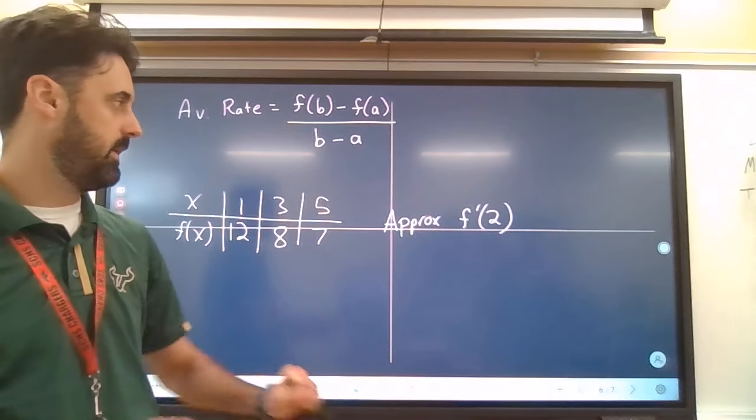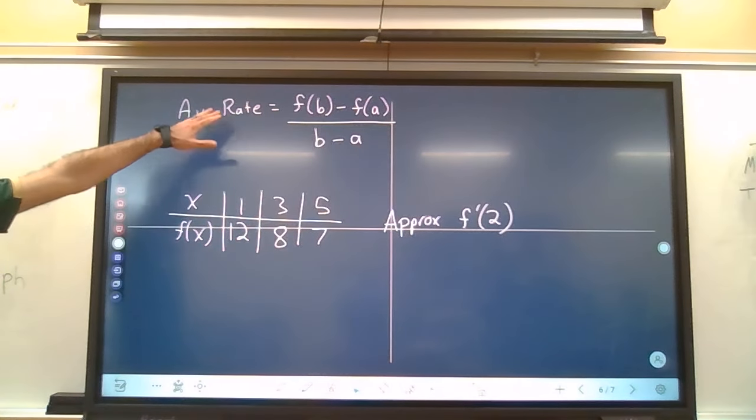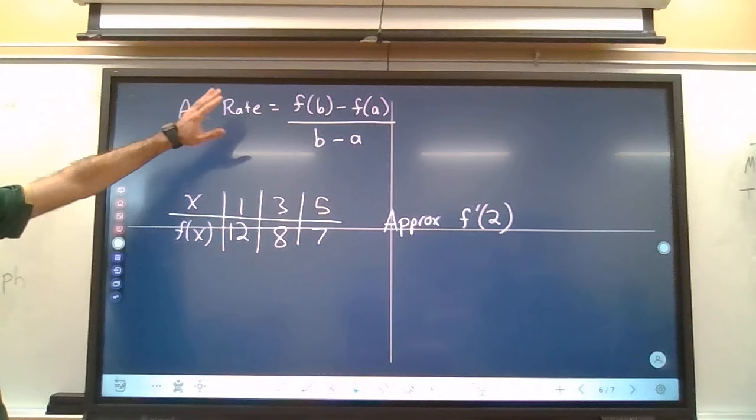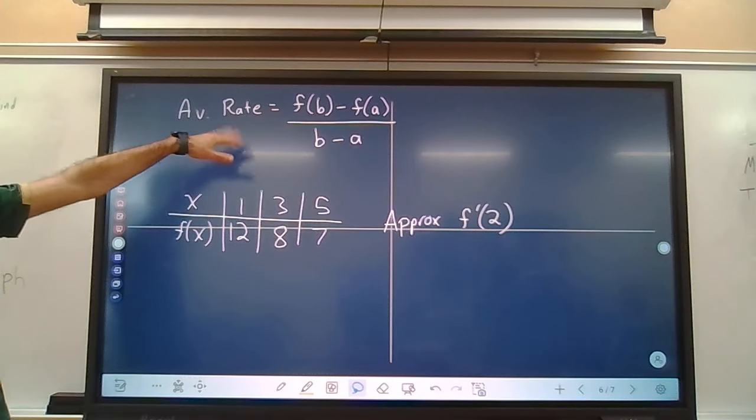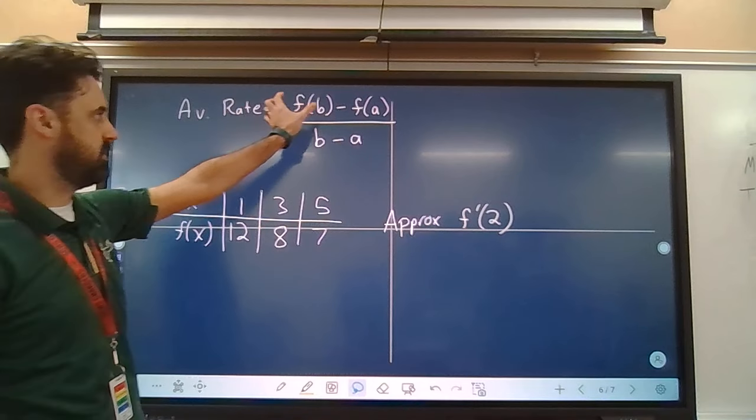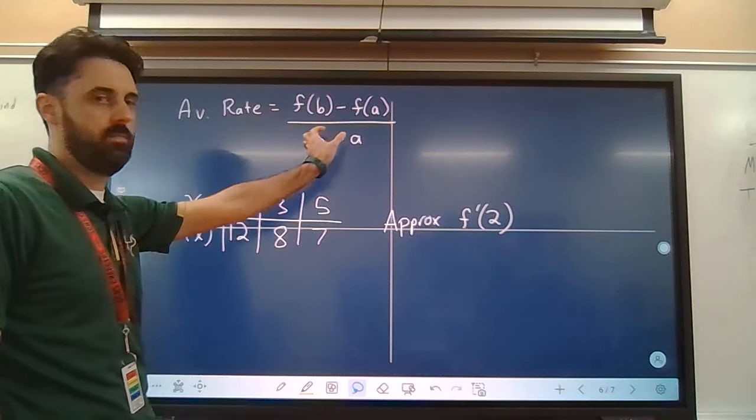This one's going to be really quick. I want to go over just a few concepts here. The first of which is average rate of change. All right, we haven't worked with that much since the beginning of the school year. Just a reminder, this is y2 minus y1 over x2 minus x1.